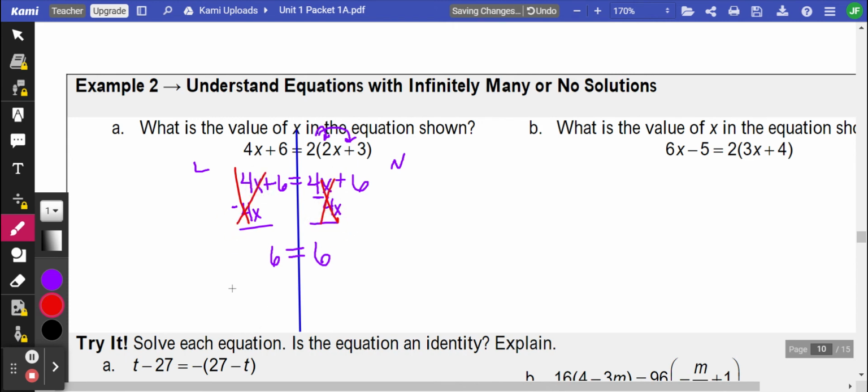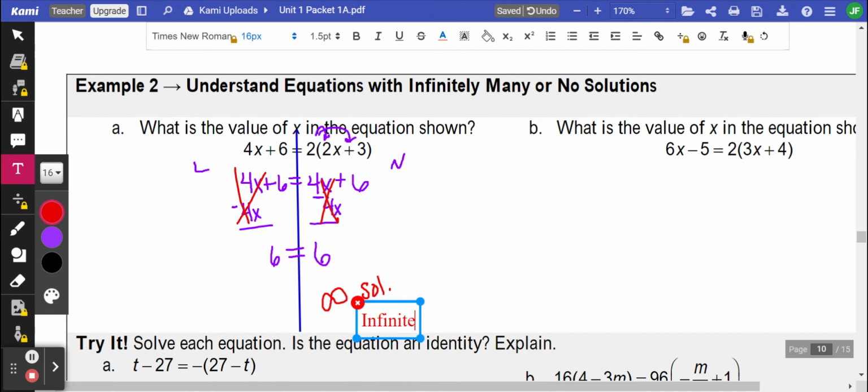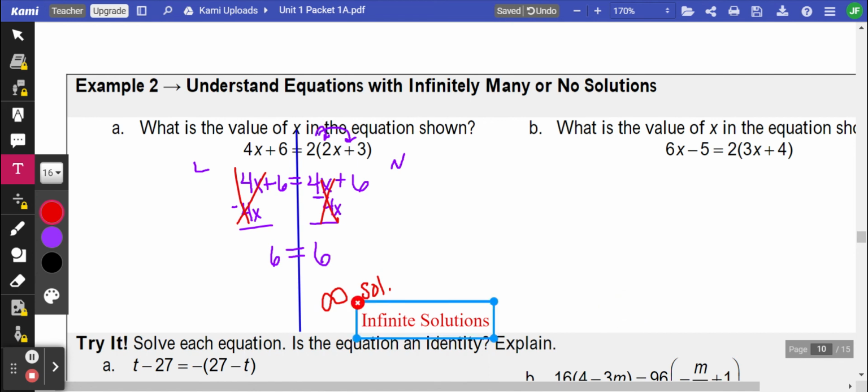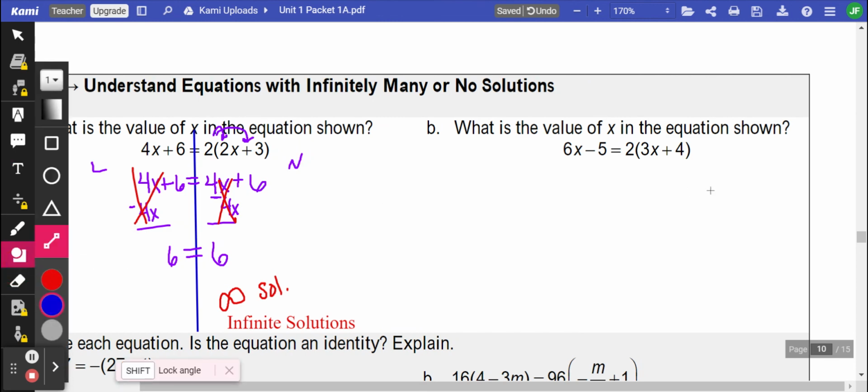This is called infinite solutions. And I'm going to write a symbol for infinite solutions that we would take, so you don't have to write it all out, or you could type out infinite solutions. Okay, either one of those would work. Let's look at the second one.